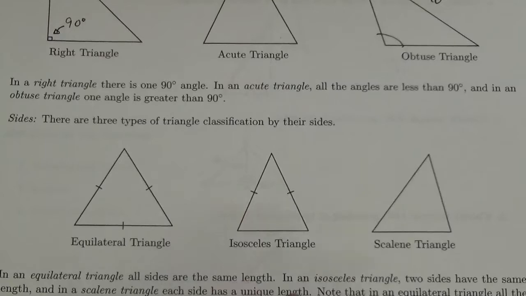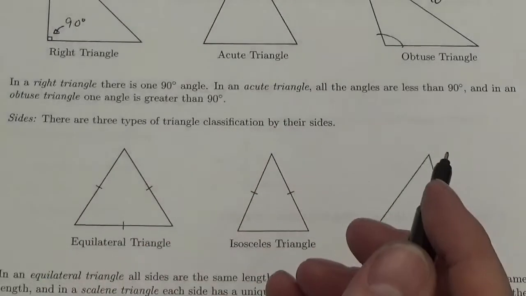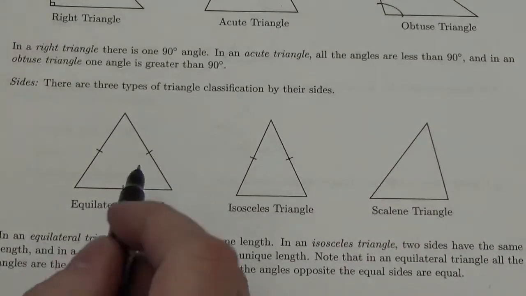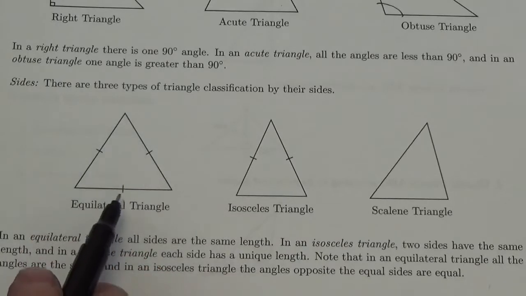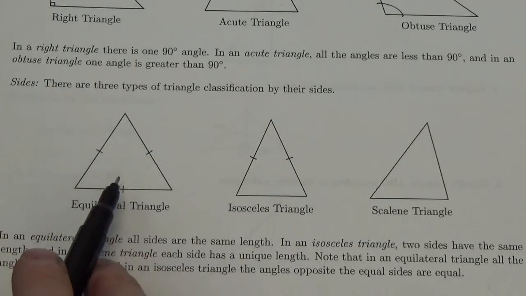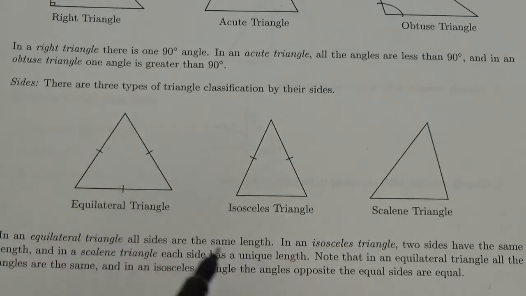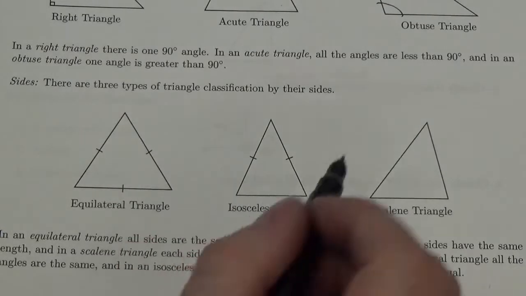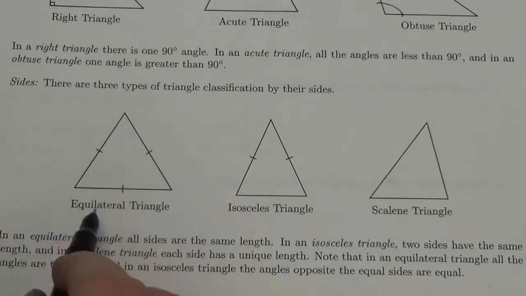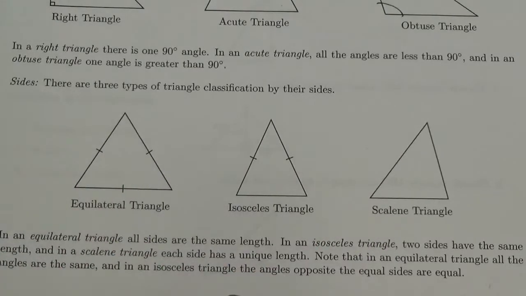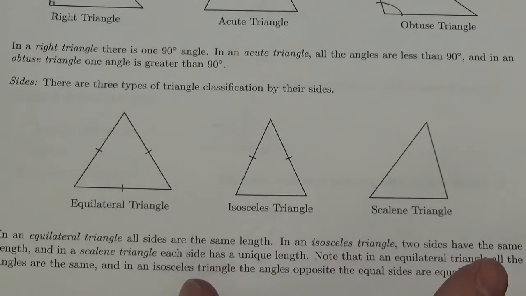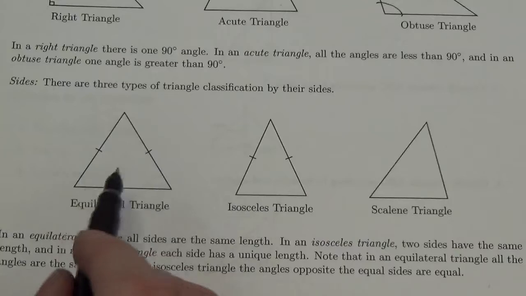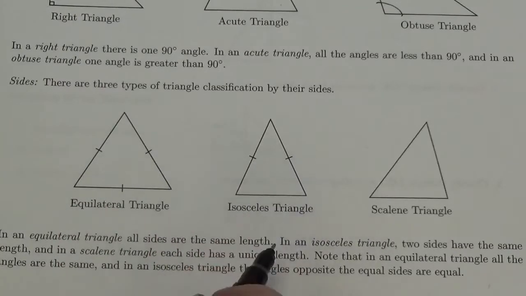The other way that we might classify triangles is according to their sides. Now, in an equilateral triangle, all three sides are equal, and that's what this little mark here means. As soon as you see that, I know that those are the same size. Equilateral means they're all the same side. The isosceles triangle has two sides that are the same. The third side will be different, because if the third side was the same, then it would just be an equilateral. So just two sides are the same here.